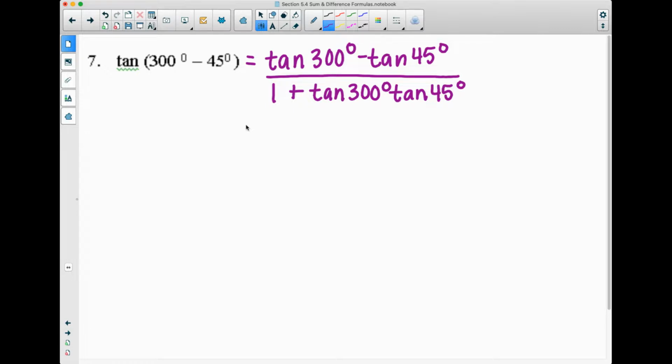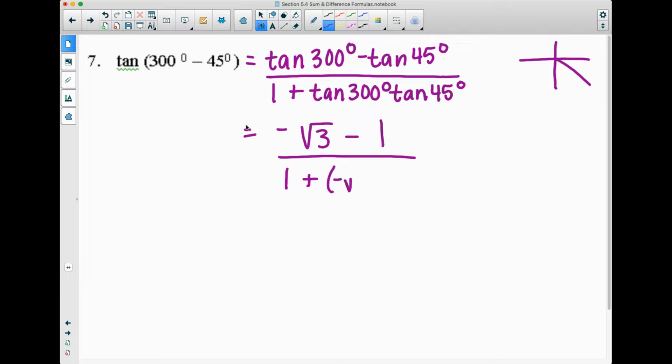So 300 degrees, again, try to get as much of this out of your head as you can. I know that 300 degrees is going to be somewhere in that fourth quadrant, which always helps me know that it's going to be negative. I know that it's a 60-degree reference angle, so tangent 60 degrees is root 3, so negative root 3. And 45 degrees, that's just a 1. So then I have 1 plus a negative root 3 times 1, which is just that negative root 3.